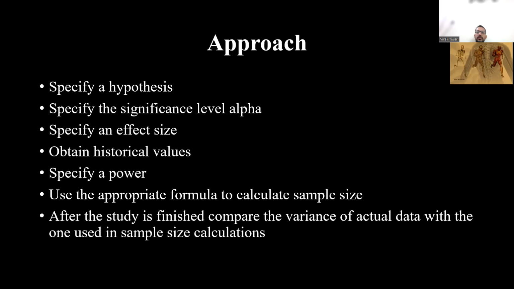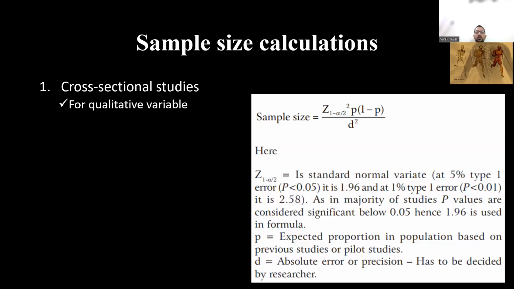So how to approach sample size calculation? First, we need to specify a hypothesis. We need to specify the significance level alpha, specify an effect size, obtain the historical values, specify a power, and use the appropriate formula to calculate the sample size. After the study is finished, we need to compare the variance of the actual data with the one used in the sample size calculation. So these are the various formulas used for sample size calculation.